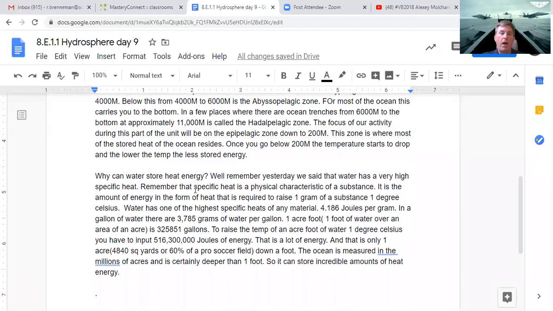Now, why can water store heat energy? Remember yesterday we said that water has a very high specific heat. Specific heat is the amount of energy it takes to heat up 1 gram of water 1 degree Celsius. It's a physical characteristic of a substance: the amount of energy in the form of heat required to raise 1 gram of a substance 1 degree Celsius. Water has one of the highest specific heats of any material, 4.186 joules per gram. In a gallon of water, there are 3,785 grams of water. 1 acre foot.